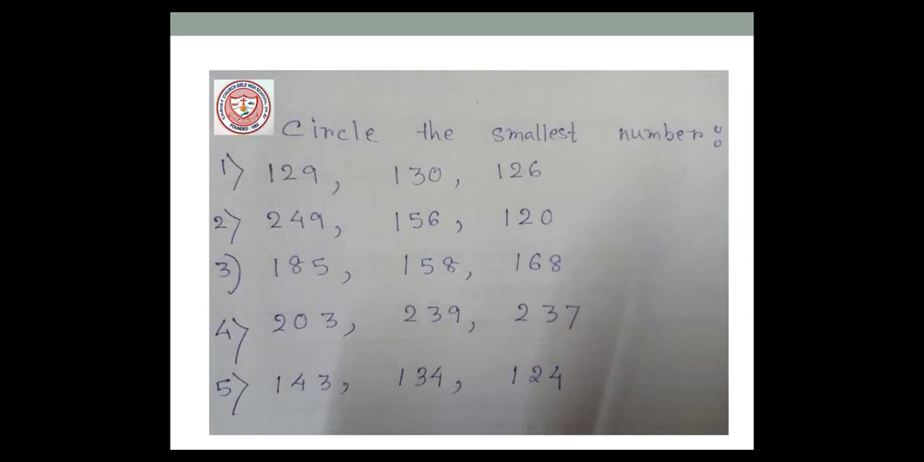Circle the smallest number. 129, 130, 126, 249, 156, 120, 185, 158, 168, 203, 239, 237, 143, 134, 124.